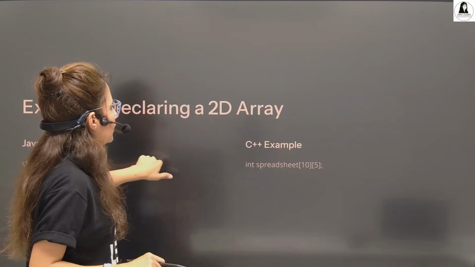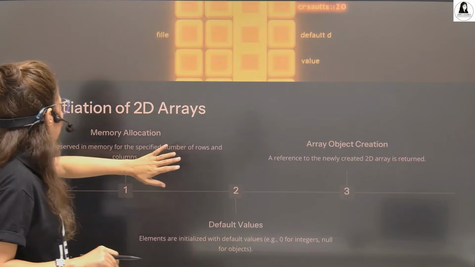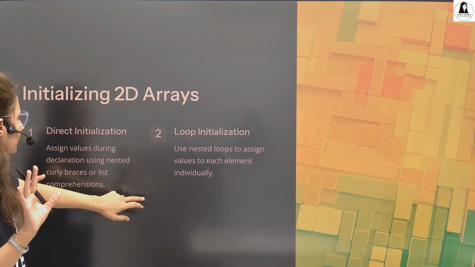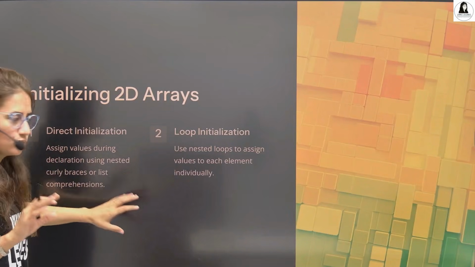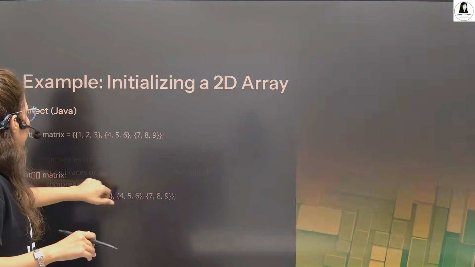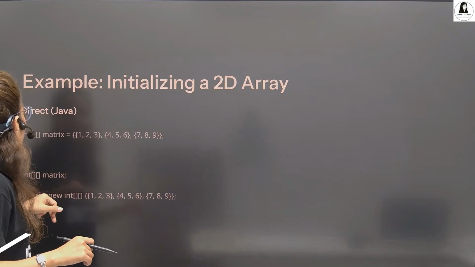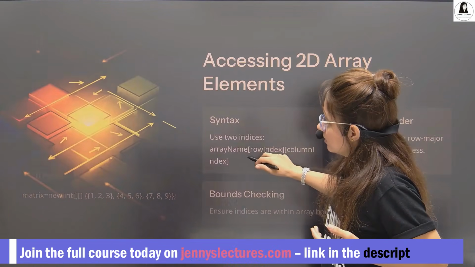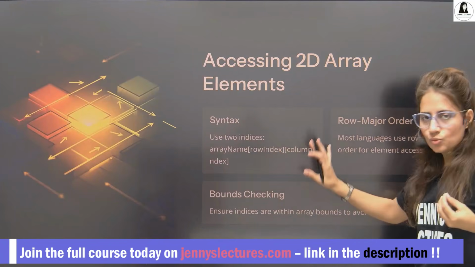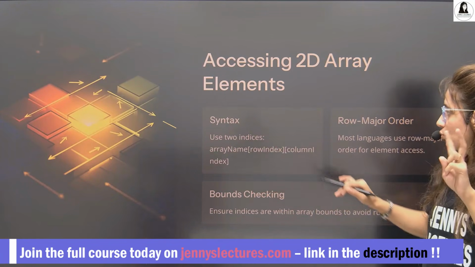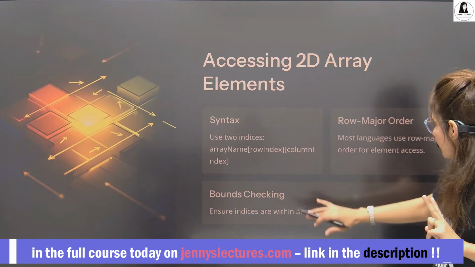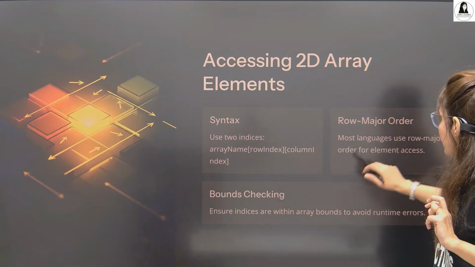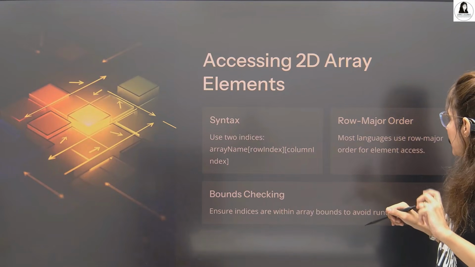Declaration, how to declare this array, how to initialize, everything we have discussed with examples. With a loop, which means initializing the 2D array at runtime, and with direct initialization using an array initializer. To access 2D arrays, you have to use two indices, row index and column index. Then you have to take care of bound checking, and most languages use row major order for element access.